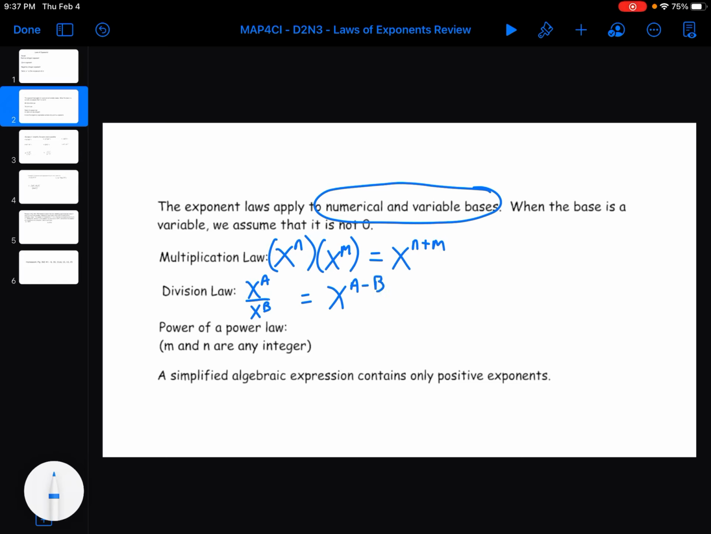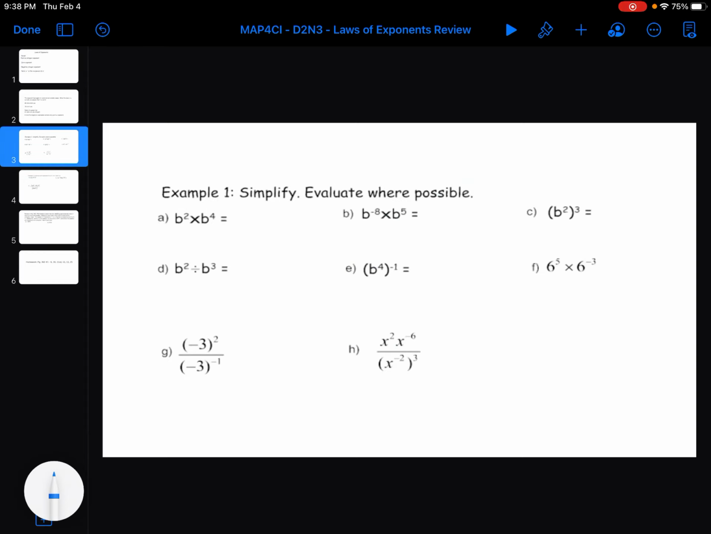Power of a power, we're going to multiply. So we'll change the variables again. If we had x to the, let's call it g, and the, I don't know, k. I don't want to use L, it's too confusing. Then we'd get x to the gk, or g times k. And the last thing, a simplified expression always has positive exponents. So if I ask you to simplify, you need to have positive exponents. So a few examples.